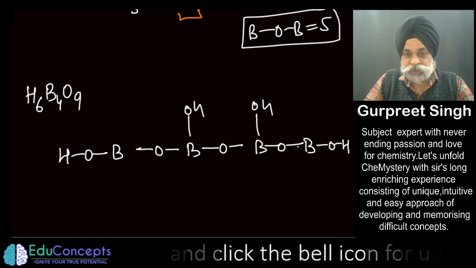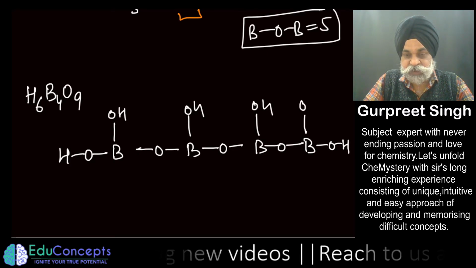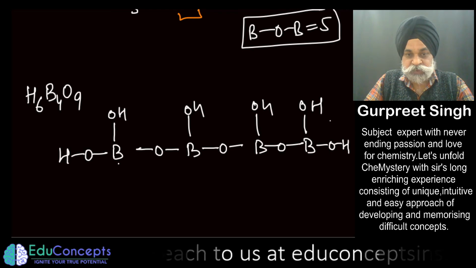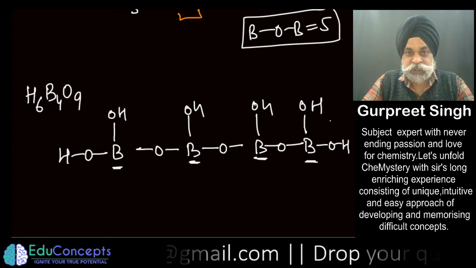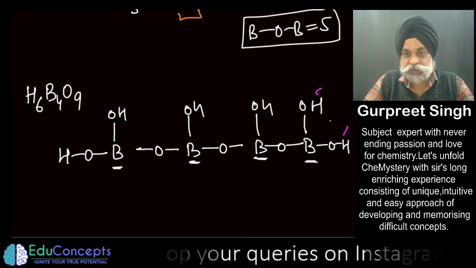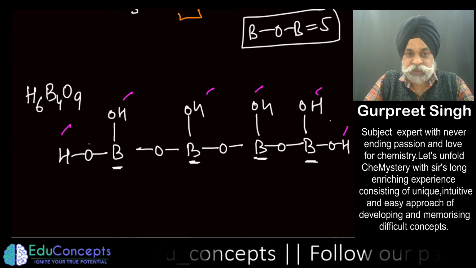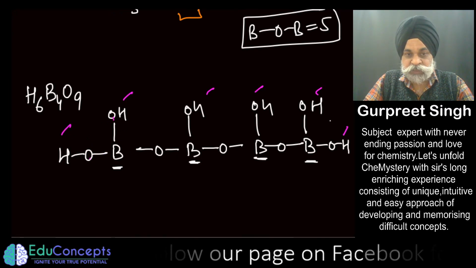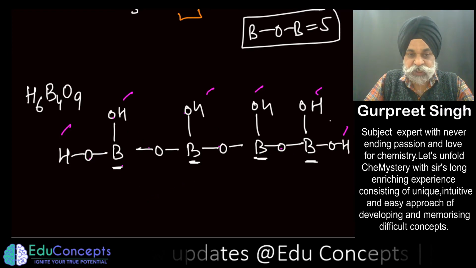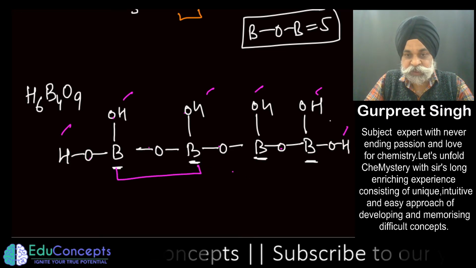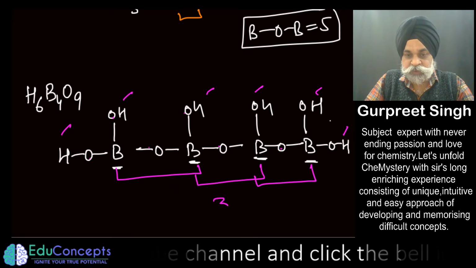Is it okay? It is not so tough, but the only thing is you should have exposure to the topic. So how many borons do you have? Four borons. And how many hydrogens do you get here? One, two, three, four, five, six hydrogens are there, and you could see the nine oxygens: one, two, three, four, five, six, seven, eight, and nine. So here, how many BOB bonds would you get? One is this, another is this, and another is this. So three BOB bonds are there.